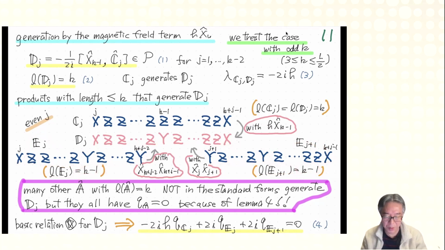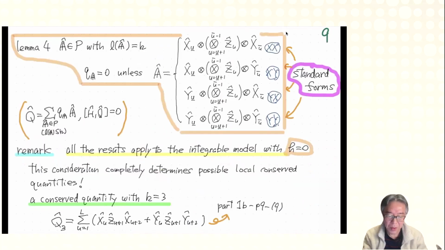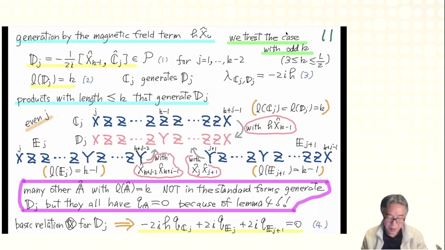This standard form lemma only applies to the products with length k. And so we are here. And of course, as for this dj, we know that q of dj is 0, but this is not useful at all. I mean, we are not looking at this. We are only looking at products that generate dj. Okay, so are these three the only products that generate dj with length less than or equal to k? Not at all. There are many, many products with length k that generate dj.